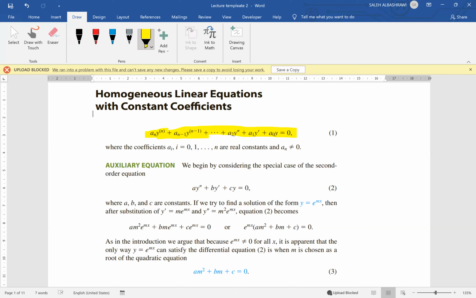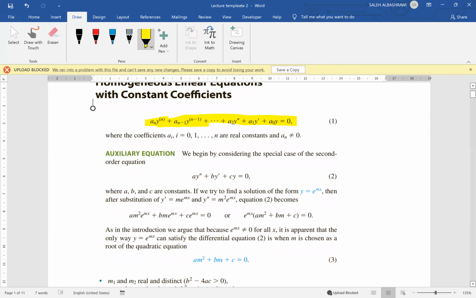So in this part, we are going to speak about the linear differential equation with constant coefficients, where the coefficients are constants. To explain the idea for finding the solution, we are going to use the second order differential equation, which can be written as a y double prime plus b y prime plus c y equal to 0. The coefficients a, b, and c are constants. Constant means real numbers.